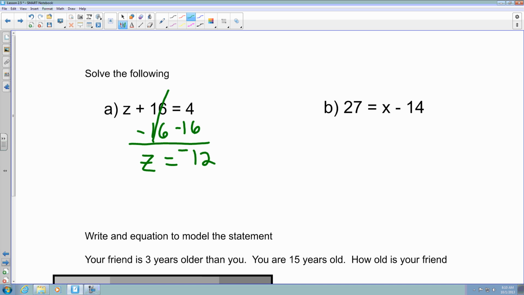Okay? Looking at example B, I have 27 equals x minus 14. I have subtraction attached to my number value, so that means I'm going to add 14 to both sides. That cancels there, so I'm left with x on the right-hand side, and 27 plus 14 gives me 11, carry the 1, 1, 2, 3, 4. So x has to be 41. Okay?